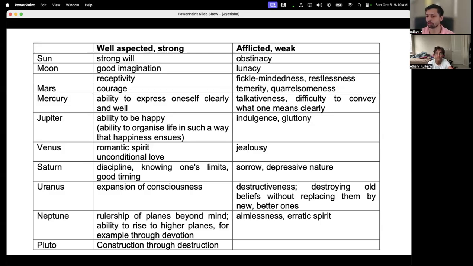So that fickle mindedness of not being able to do anything perfectly. We call them jack of all trades, master of none, right? Everything they can talk about for a few minutes, but if you ask them to go into depth on any particular subject, they won't have that. So if that person is not vibrating well to Chandra in their horoscope, then that is the result. Mangala or Mars, he gives courage.